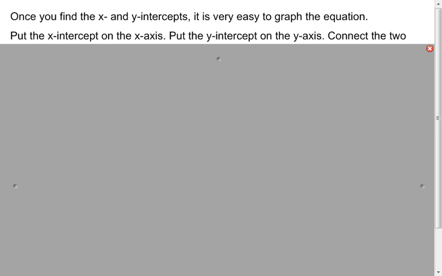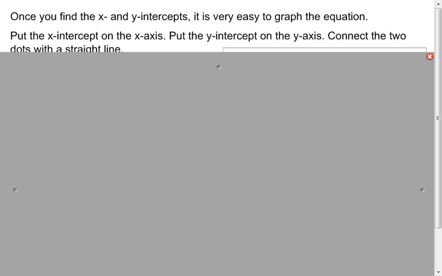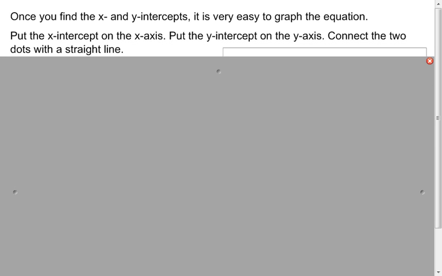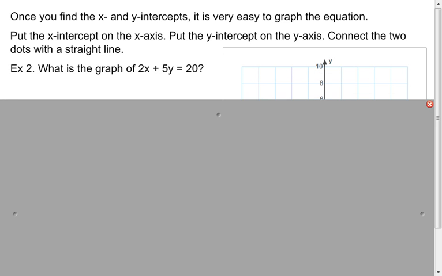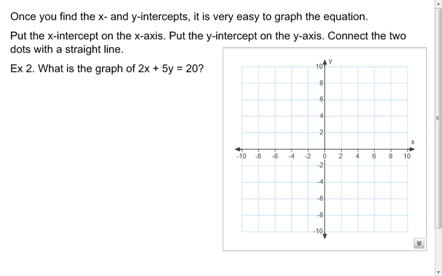Put the x-intercept on the x-axis. Put the y-intercept on the y-axis, and then connect the two dots with a straight line. So, if they give me this problem, first thing I have to do is find the intercepts.